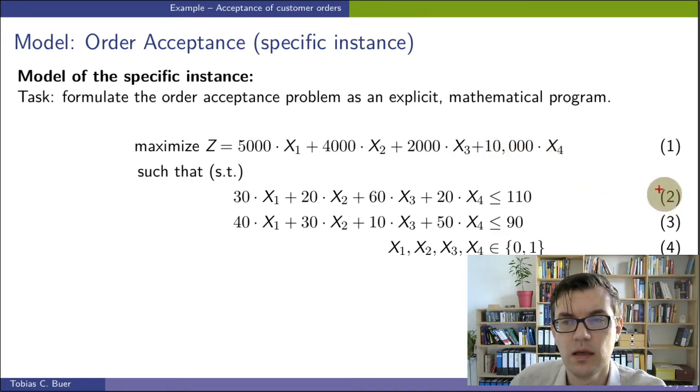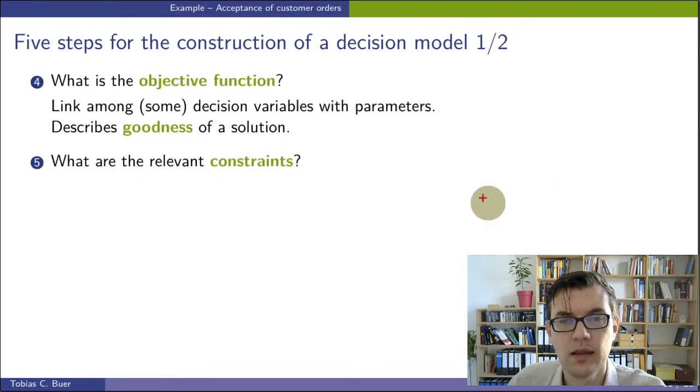And in the inequalities, in formulas 2 and 3, we model our constraints. Inequality 2 models the capacity constraint of machine number 1, and constraint number 3 models the capacity constraint of machine number 2. So let's have a look at the given data.